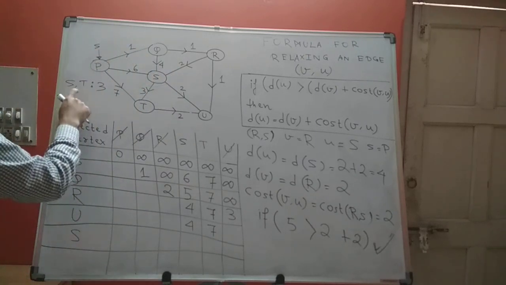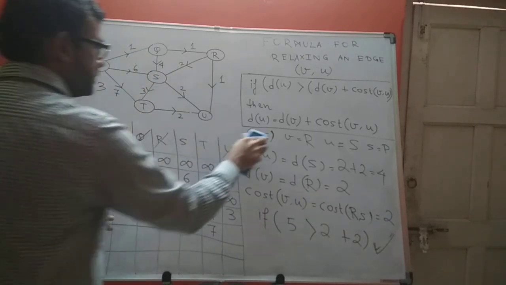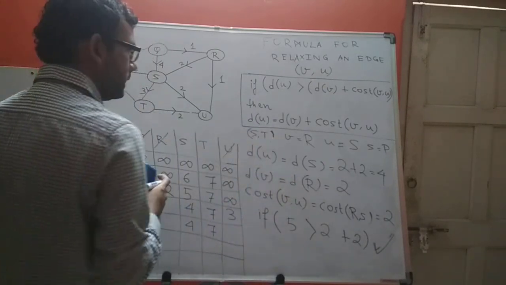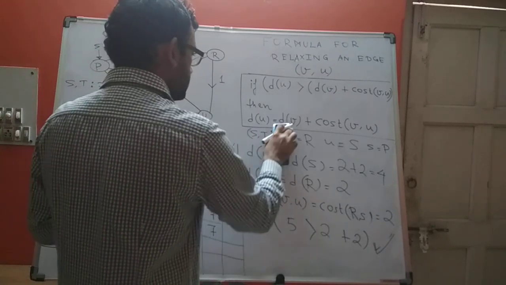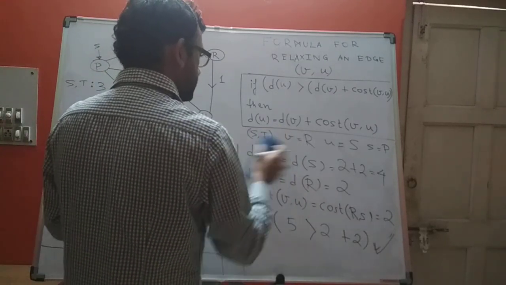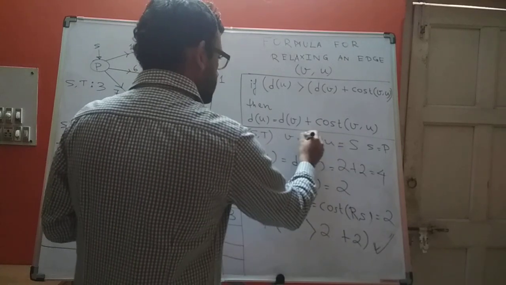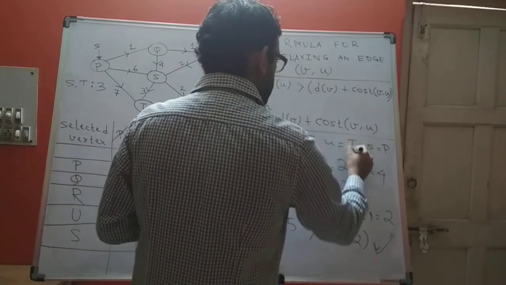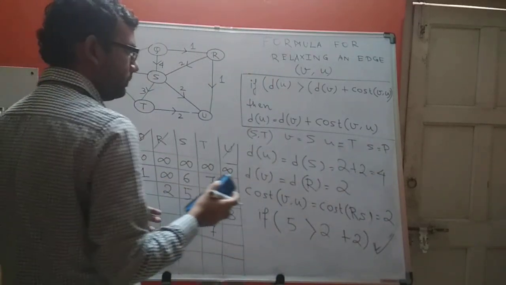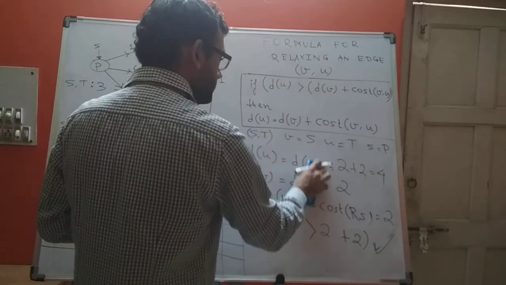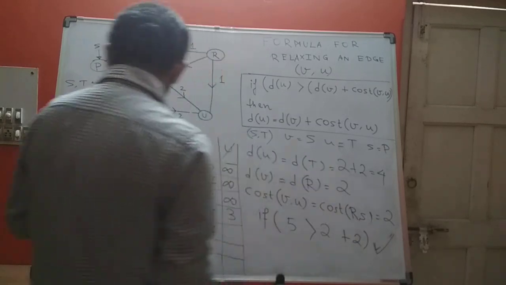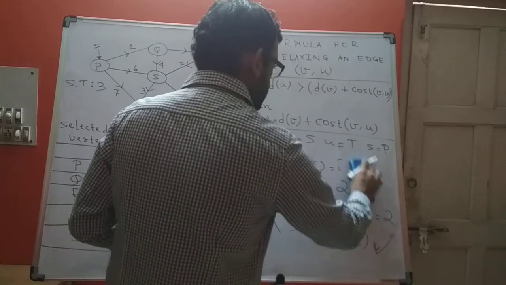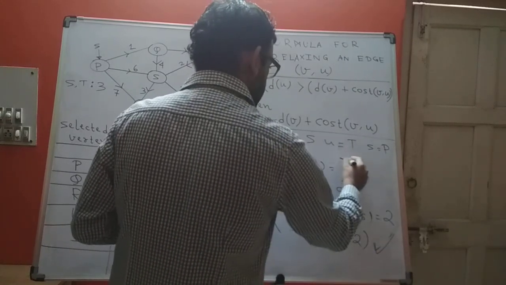So I need to relax this edge, S comma T. So let's try to relax this edge, S comma T. So my edge is S comma T. That means my V is S, and my U is T. My source vertex remains the same. Now du means my distance of T. So what is the distance of T? The distance of T is 7.